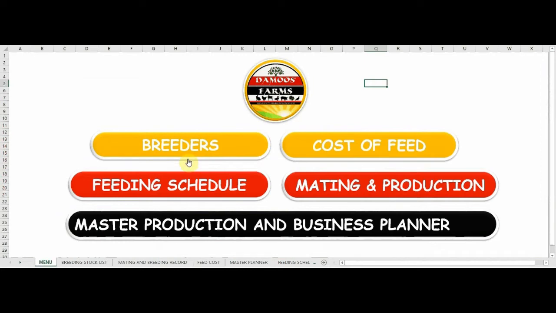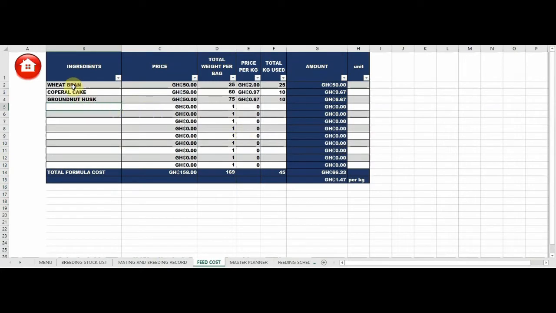The next thing we want to look at is the cost of feed. Very important. For the feed that you use, you enter the total weight per bag, and the price per kilo will be calculated automatically for you. Then you enter how much of each you are using, that's if you are mixing your own feed.